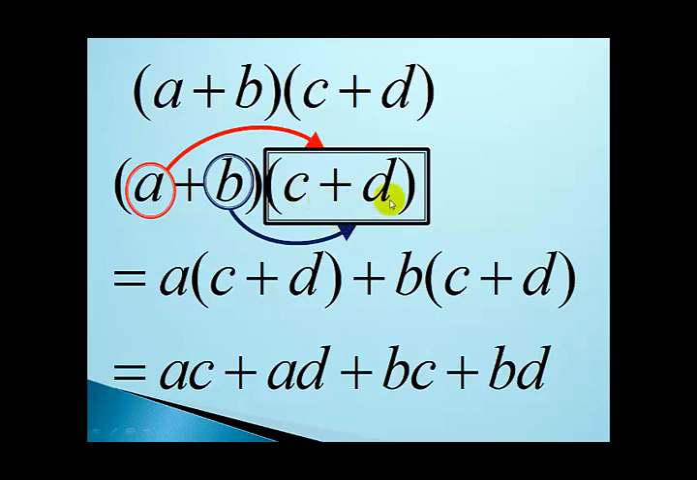plus d. Now, this will be a into bracket c plus d plus b will also multiply c plus d. Now this is expansion. A times c equals ac plus a times d equals ad plus b times c equals bc plus b times d equals bd. So that is how we multiply two binomials. We only expand, that is all.